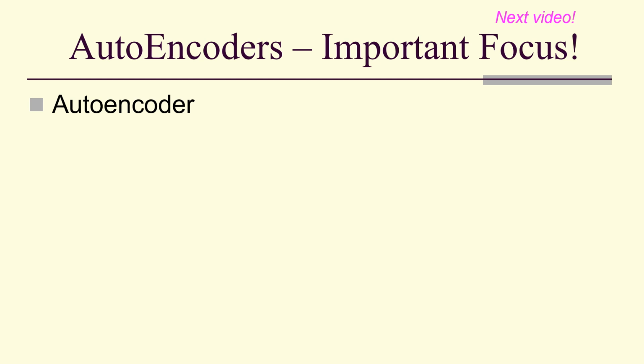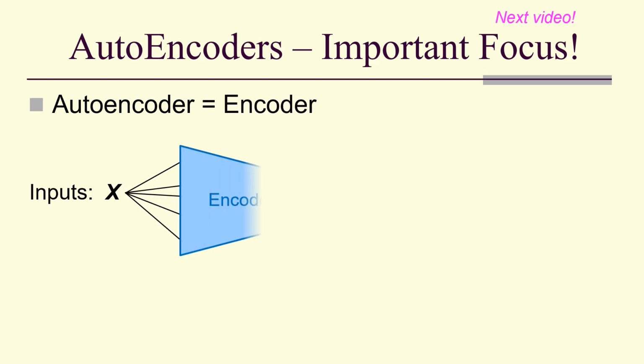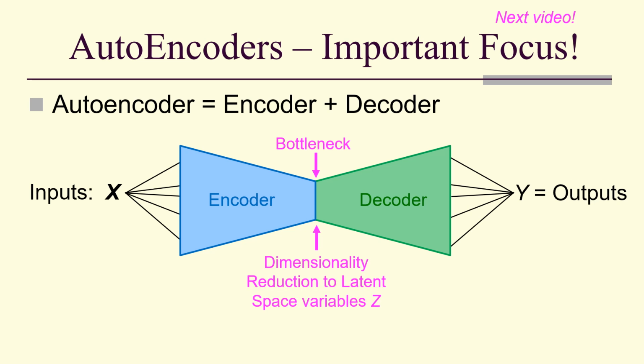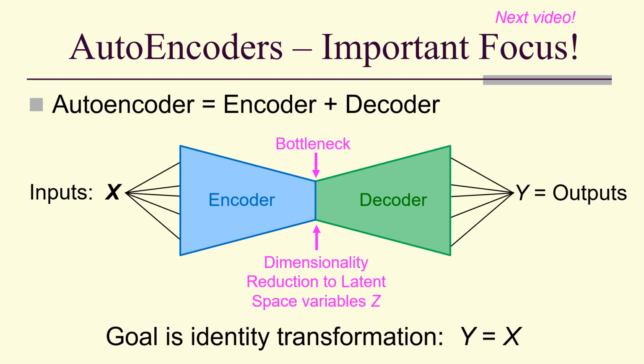An autoencoder is an encoder followed by a decoder. You have a bottleneck in between the two. This is a dimensionality reduction to latent space variable z. And your goal typically is to learn the identity transformation y equals x.